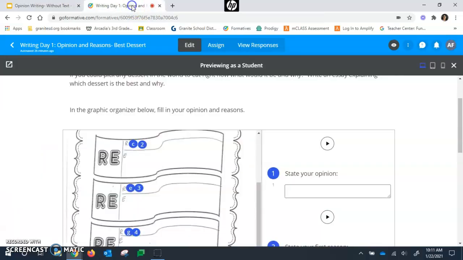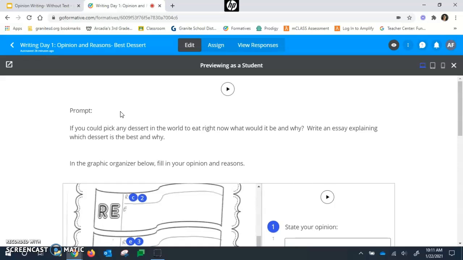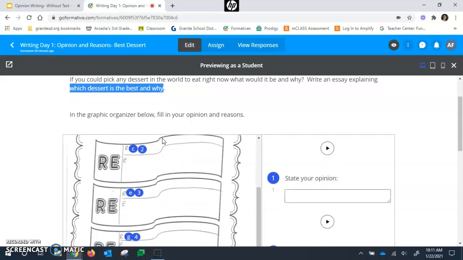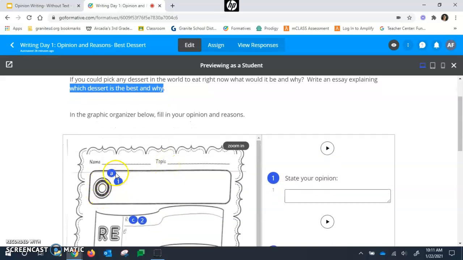So let's go to writing day 1, our formative here. So our prompt today is, if you could pick any dessert in the world to eat right now, what would it be and why? Write an essay explaining which dessert is the best and why. So this prompt is asking us to state our opinion and tell which is the best dessert and why. And we're going to do that by filling in this graphic organizer. So the first thing we need to do on number 1 is fill in our opinion. And that's where the O is. And it says right here, state your opinion, which means give your opinion. So I'm going to give my opinion as to which dessert I think is the best.